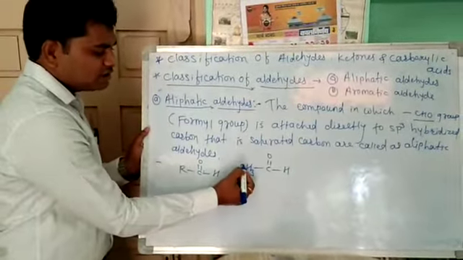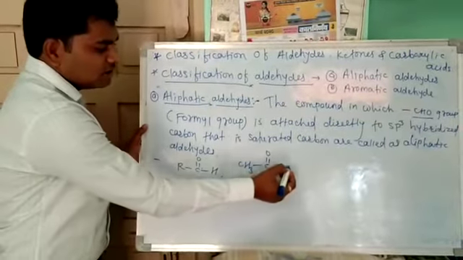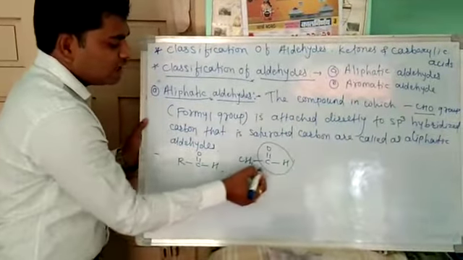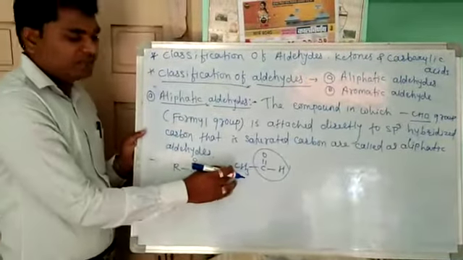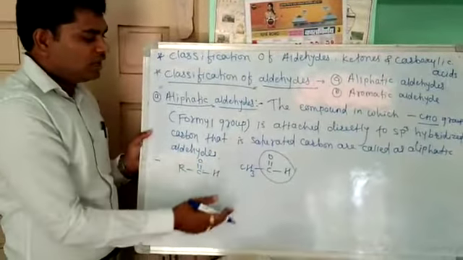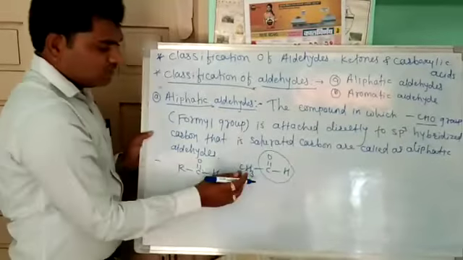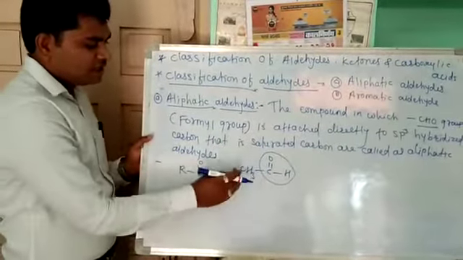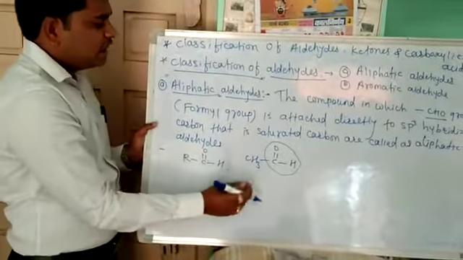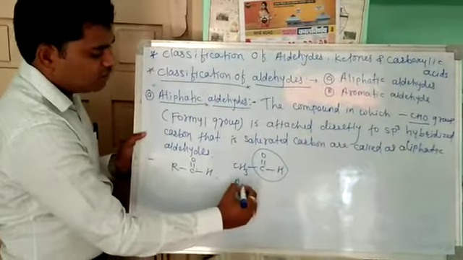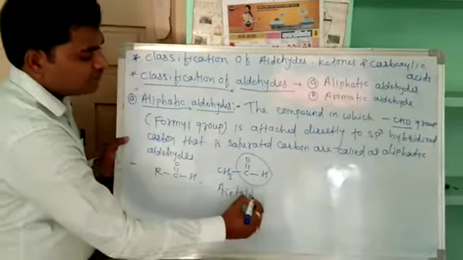Why is this an example of aliphatic aldehydes? Because the formyl group is attached to CH3, and the hybridization of this carbon atom is sp3. We know the hybridization of this carbon atom is sp3, and the formyl group is attached to it. That's why this is an aliphatic aldehyde. The name of this compound is acetaldehyde.